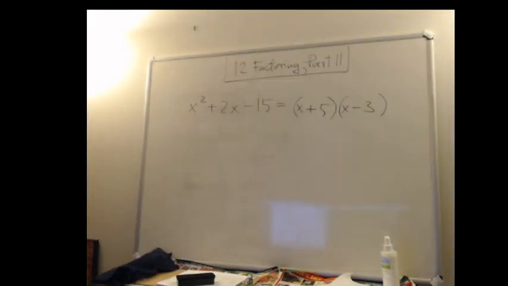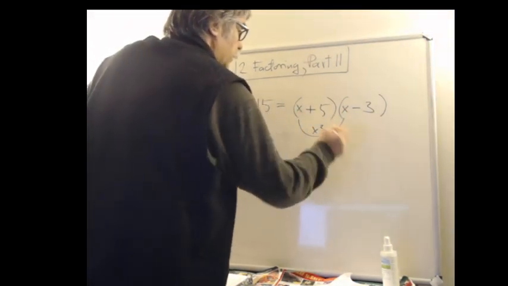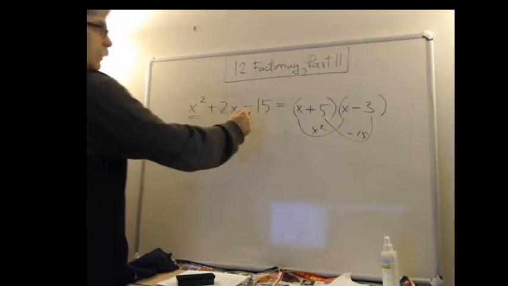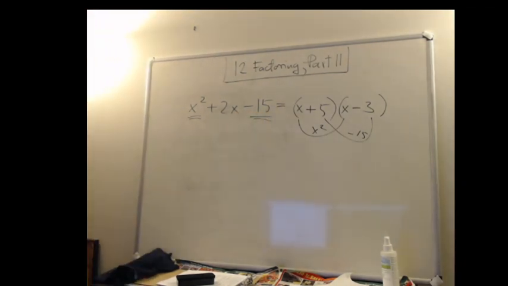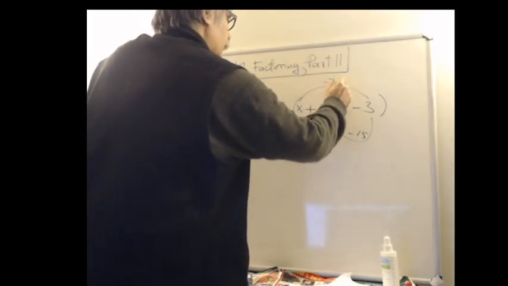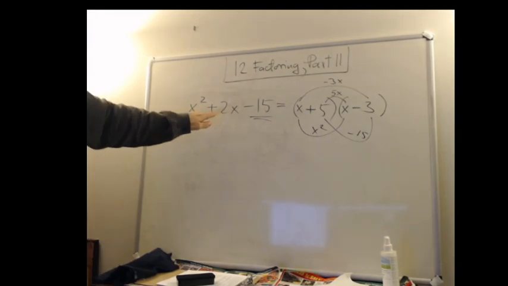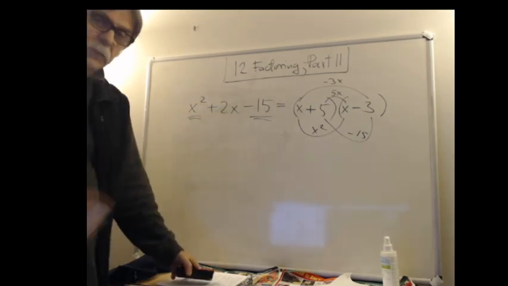You should do the complete FOIL, so make sure that this is really what you have. You have an x squared here, that's an F. You have negative 15, that's an L. So you have this, and you have this. And now you need a middle term. You have negative 3x, and you have 5x. That's your middle term, O and I, right? So you have a 5x minus 3x, which is 2x. Okay, this is a check.